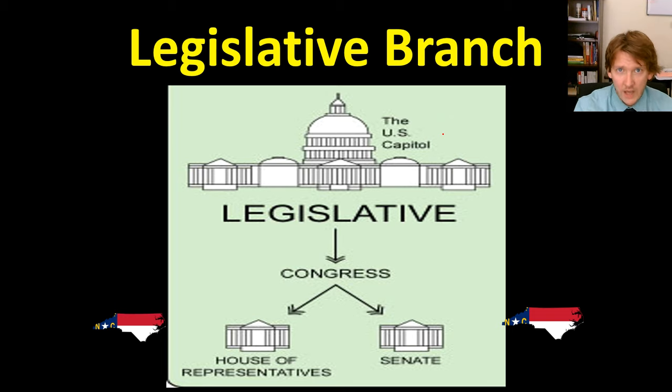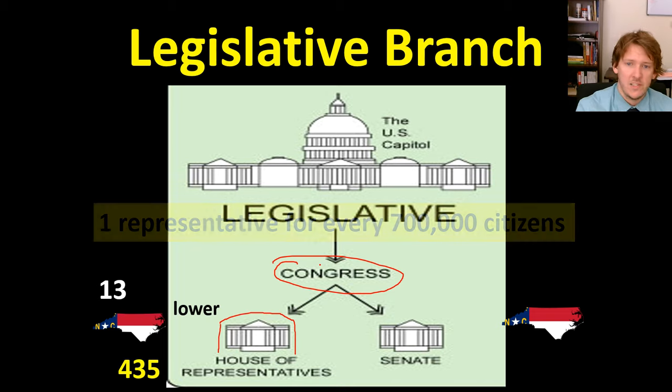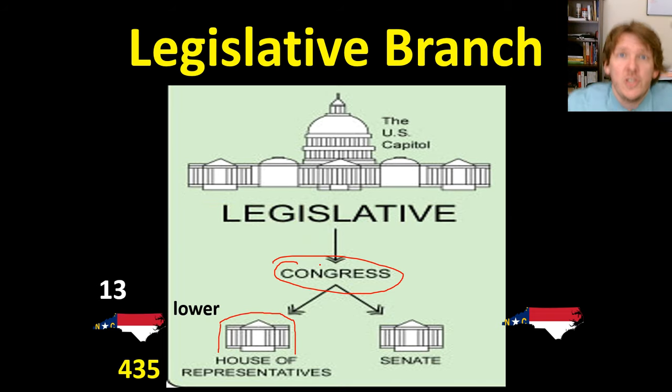If you look at Article 1, it talks about who is in the legislative branch. We have a House of Representatives. We have 435 members in the House of Representatives. 435 people belong to our representative government. 13 of them come from the state of North Carolina. So North Carolina gets 13 representatives in Congress. And we get 2 senators, 1 representative for 700,000 people. It's all in the Constitution. It explains the structure, the roles, the rules, the power.